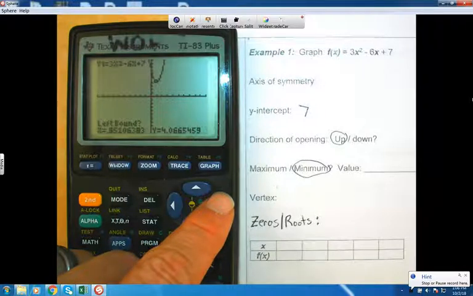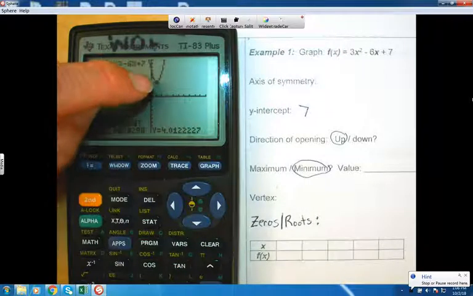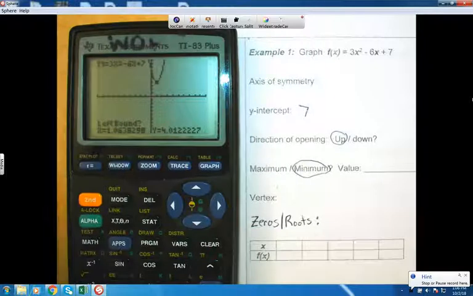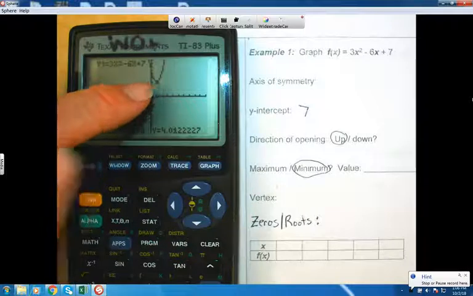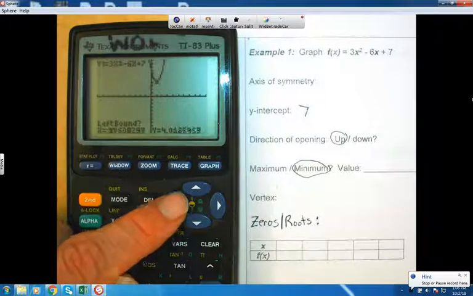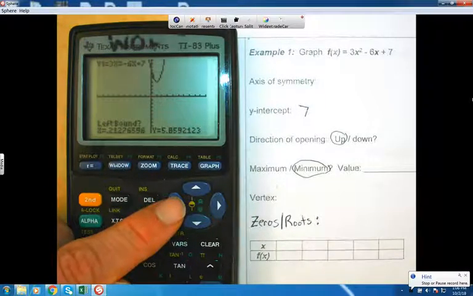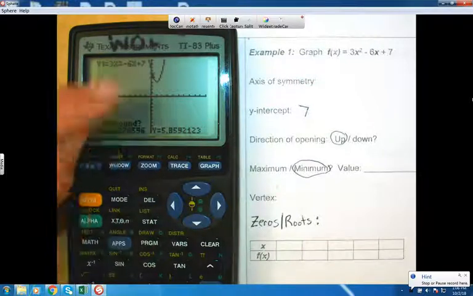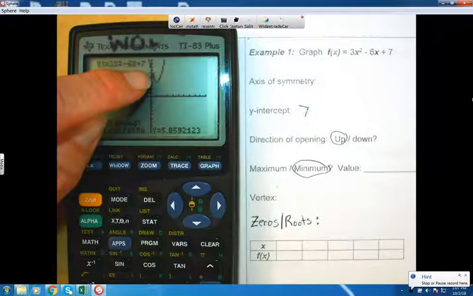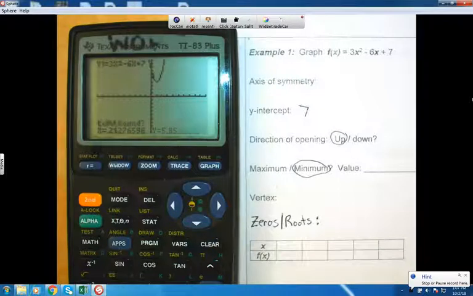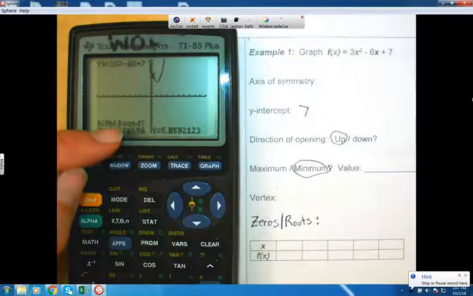The first thing I want to do, and you're going to do the same thing right now, is move your cursor so it is basically where you think the minimum is. Then the calculator is going to ask you some questions. The first question it asks is left bound. What it's saying is, once you're where you think the minimum is, hit the left arrow a few times so that you're definitely to the left of the minimum. I think you would agree I'm definitely to the left of the minimum there. So I hit enter.